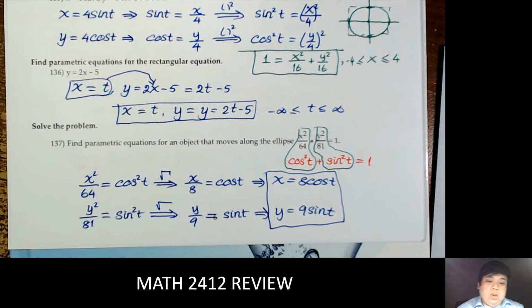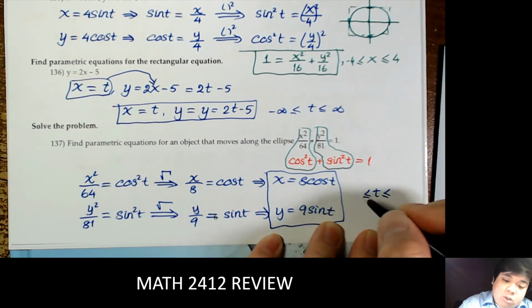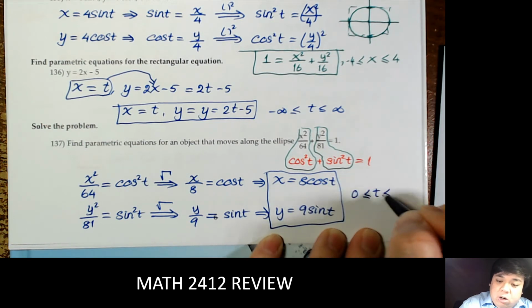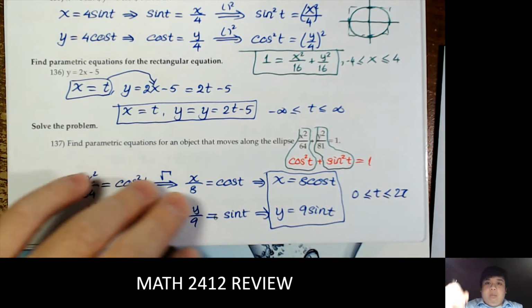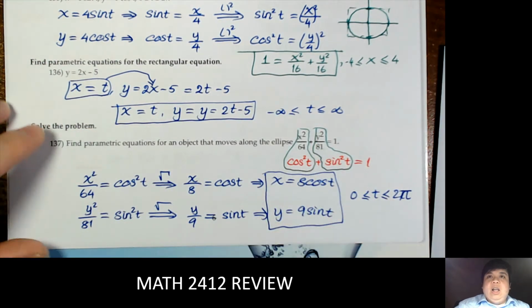The only thing we need to determine is the domain for the parameter. In this case, we will just let it equal 0 to 2 pi, which will go one complete revolution around the ellipse.